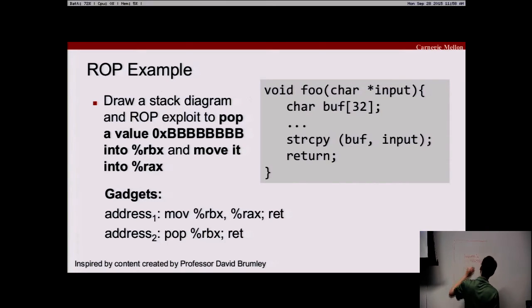So we put address 1 there, and we'll execute this. We pop b, b, b, b, b. We then have a return. So what does the return do? It pops the next thing off the stack, which is going to be address 1, and starts executing that. So now we go to address 1, and address 1 does a move of RBX into RAX, and then it returns. Okay, so once we've done that, we've done what we wanted. We've gotten this value into RBX, and then moved it from there into RAX.